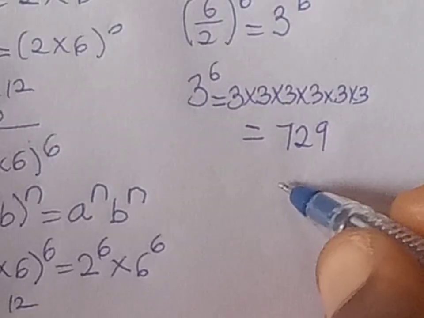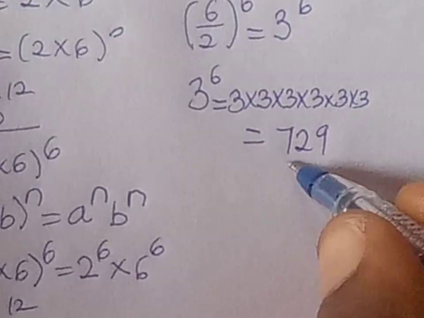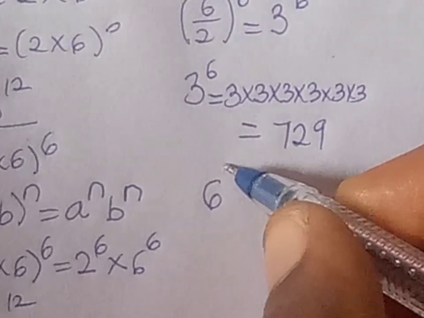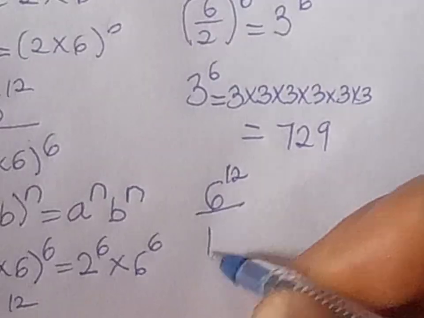729. Therefore, our final answer is 6 raised to the power of 12 divided by 12 raised to the power of 6 equals 729.